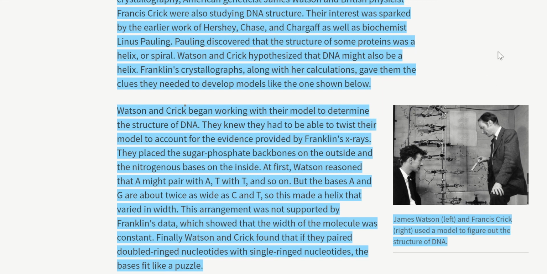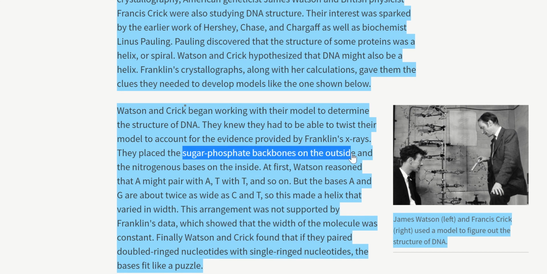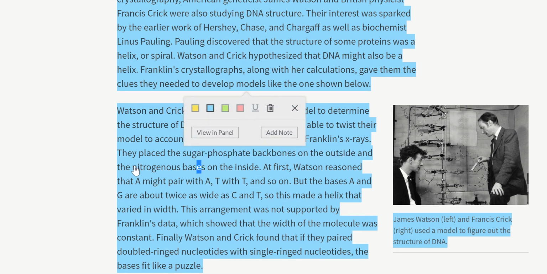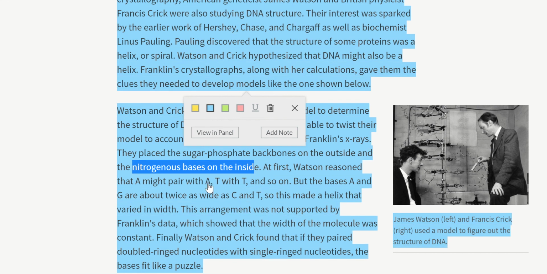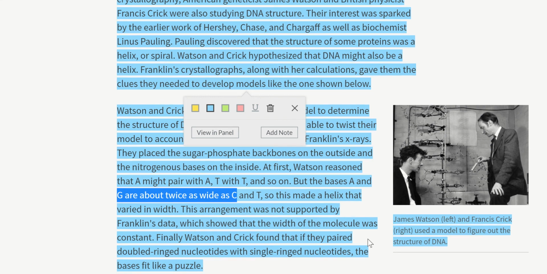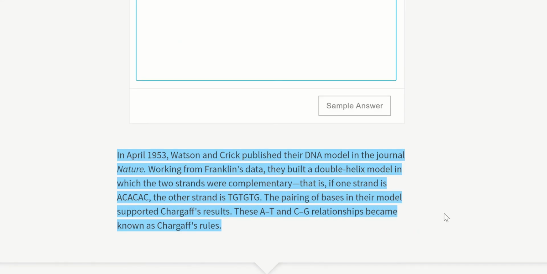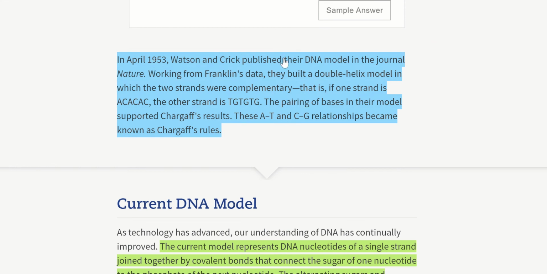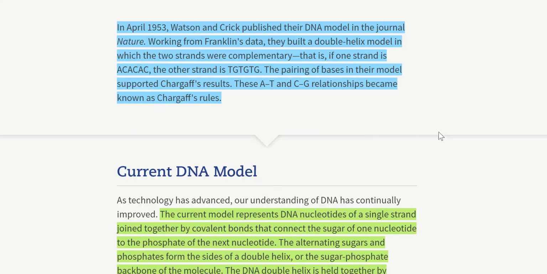So what they did is they put the phosphate and the sugar on the outside, and that's going to create what we call a backbone. Okay, the sugar phosphate, they put it on the outside, and they put the nitrogenous bases, or nitrogen bases, on the inside. And they knew from Chargaff's work that A and T were going to go together, and C and G were going to go together. And so therefore, they were able to discover the structure. It says right here, in 1953 they published their work, and this is where they were able to take credit for the discovery of DNA.